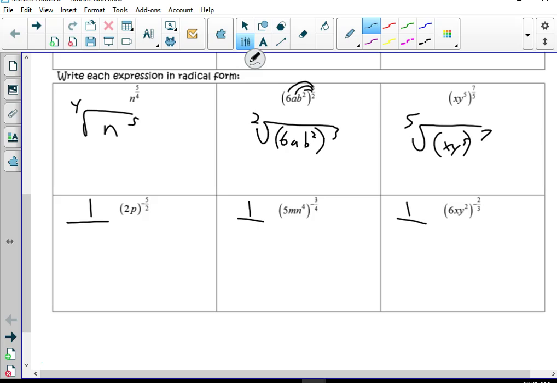Now, we do the same trick we've been doing. We write our radical. We write 2p in parentheses, and then we put the 5 here and the 2 here. We write our radical. We write the entire 5m n to the 4th, all in parentheses. We put our 3 here, and we put our 4 there. We write our radical. We write our 6xy squared in parentheses. We put our 2 here, we put our 3 there.